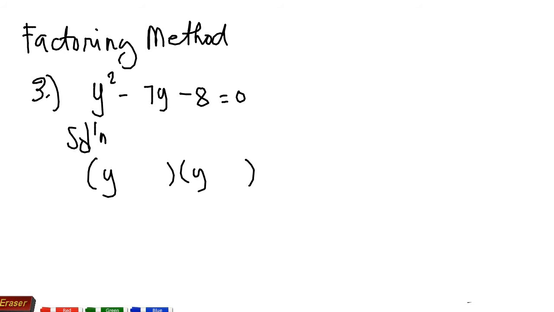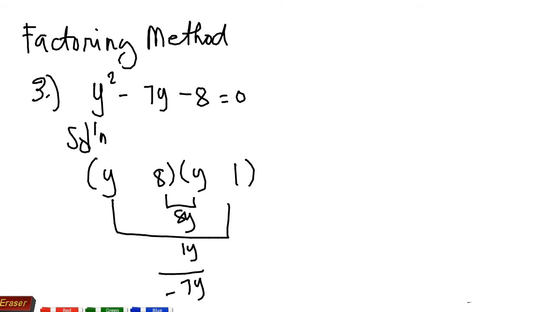Okay, so the most suitable factors with which we will be able to get the correct middle term are 8 times 1. If we check the middle term, you have 8 times y, which is 8y, and y times 1 gives you 1y. So that should supposedly give you 7y. And 7 is negative, so therefore 8 is negative and 1 should be positive. So in this case, you have y minus 8 times y plus 1.